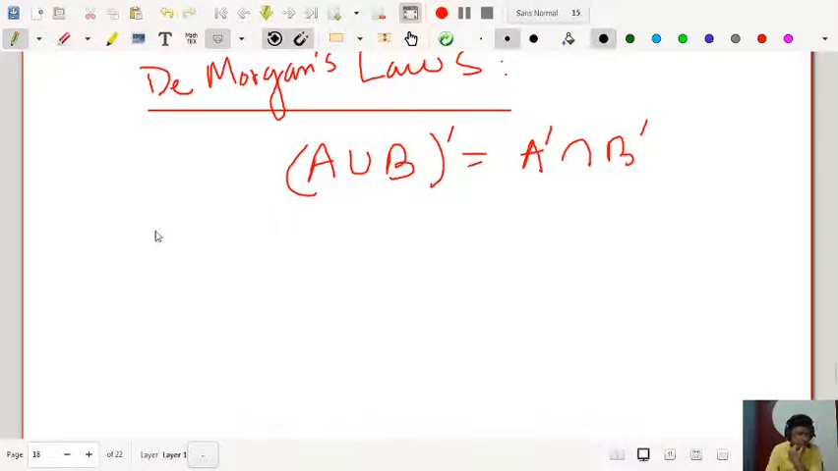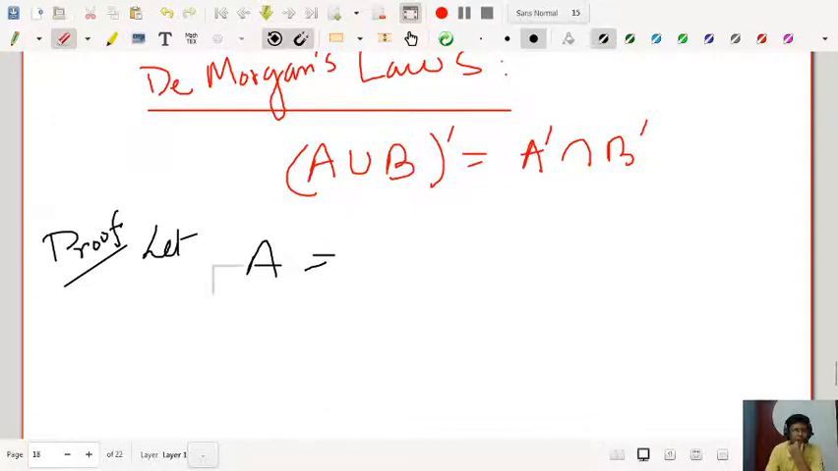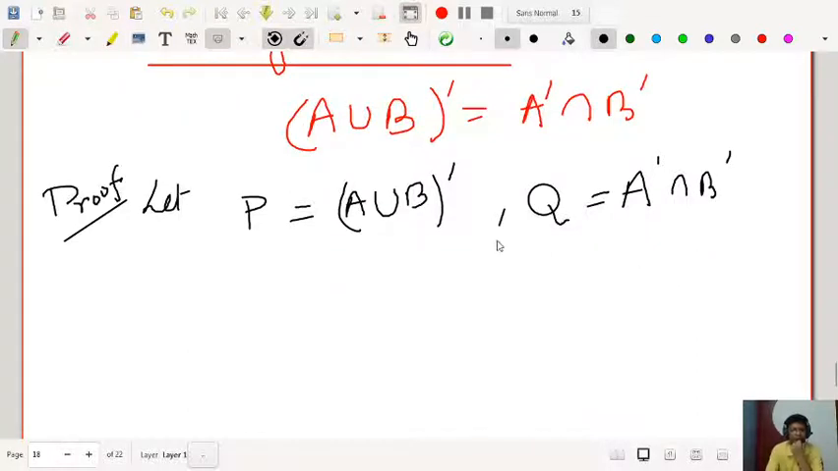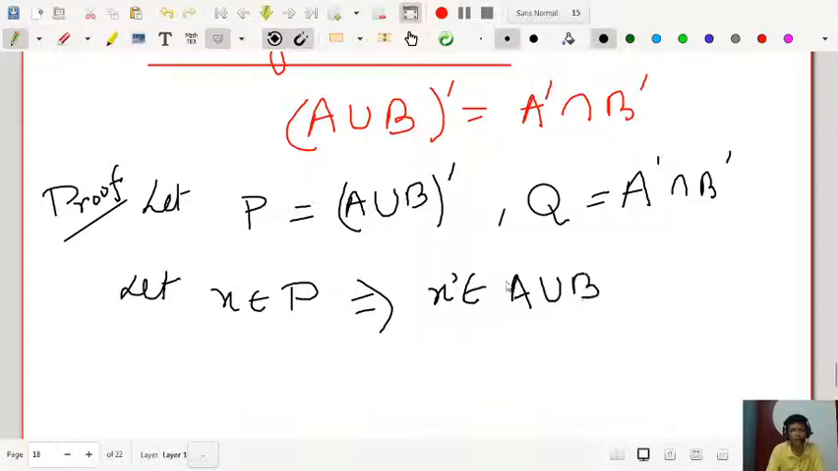So again, let us assume. So I'm doing the proof here. Let P equal to (A union B) whole prime, Q equal to A prime intersection B prime, and let x belong to P. This implies x belongs to (A union B) whole prime. Clear? Yeah. Okay.